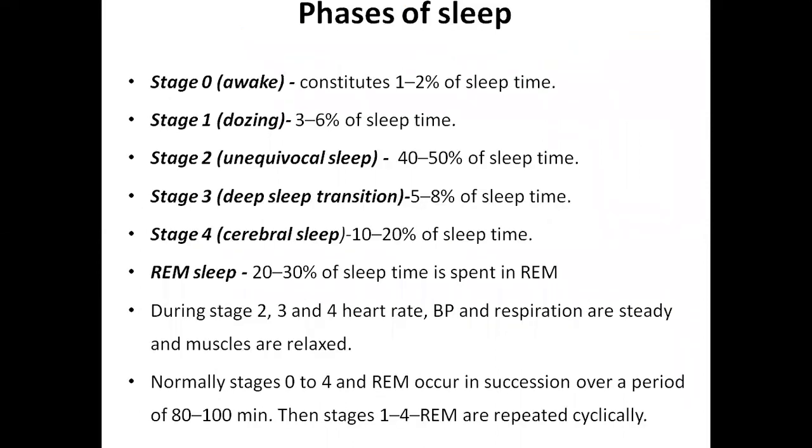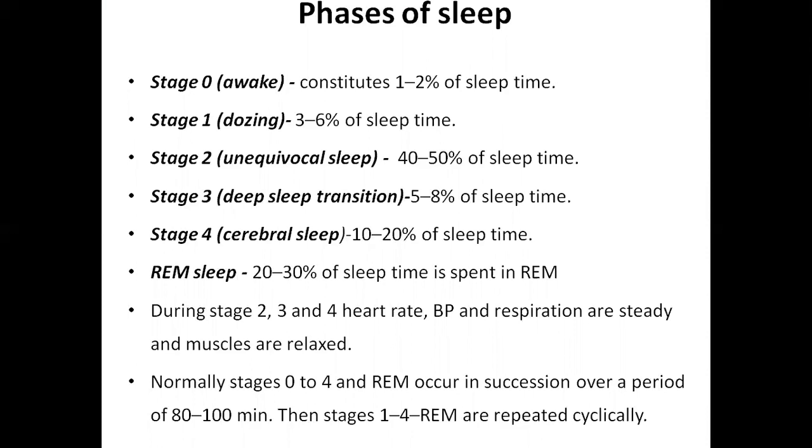Before going to learn about the drugs, we should know the phases of sleep. We should learn about the sleep cycle. As we know, there are basically five stages. Stage 0 is the awake stage. So we have stage 0, 1, 2, 3, 4, and followed by stage 4, there is REM sleep.